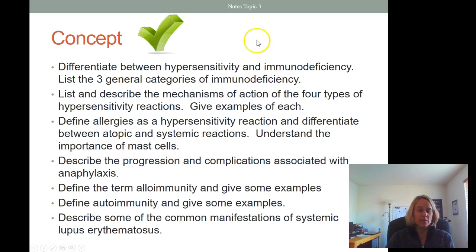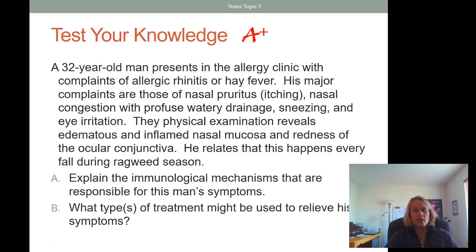Okay, take a look at these concept checks and make sure you can answer these questions regarding hypersensitivity reactions and diseases. Okay, we have a test your knowledge question. Case, we have a 32-year-old man that presents in the allergy clinic with complaints of allergic rhinitis or hay fever.